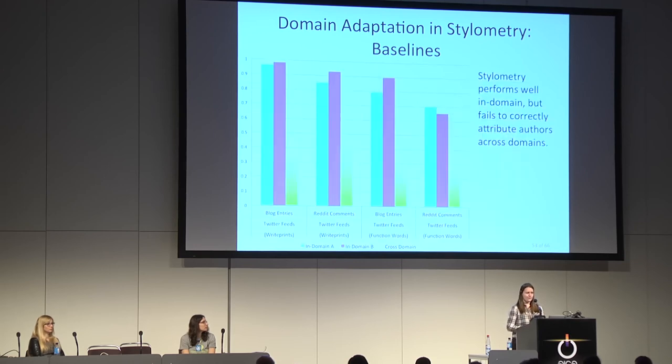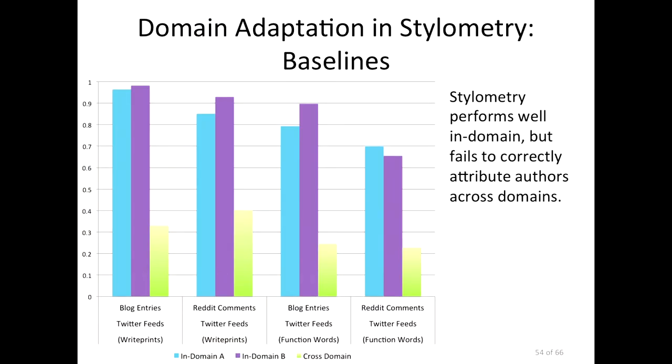The green lines are the cross-domain results. So you can see that there's a huge drop in accuracy. So it's if we're training on blogs and then testing on Twitter feeds, or training on Reddit comments and testing on Twitter feeds. And so you can see that we do very poorly and that these results are unacceptable using the first two methods, which are write prints and then the careful feature selection of function words.